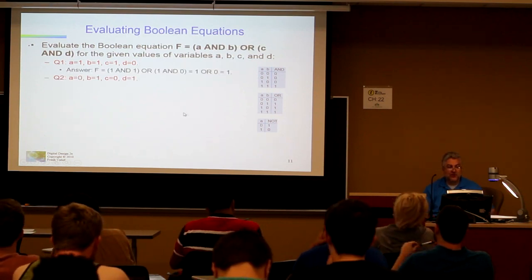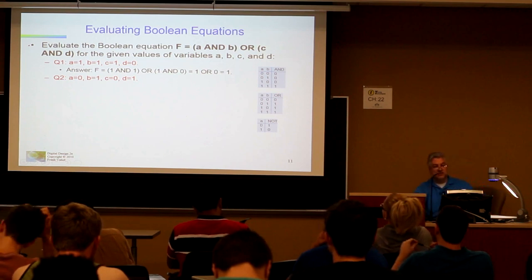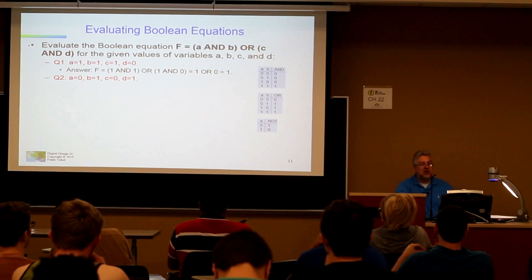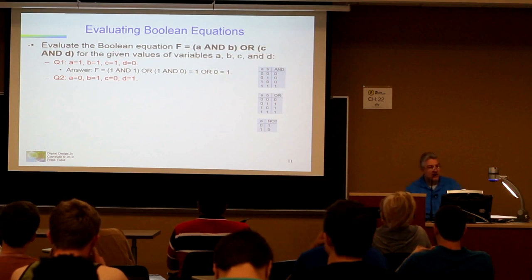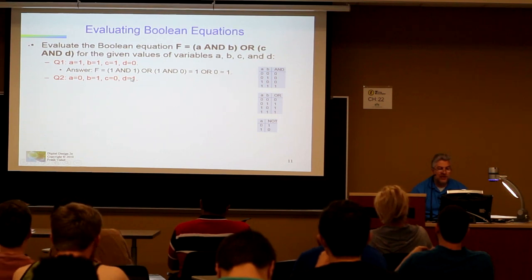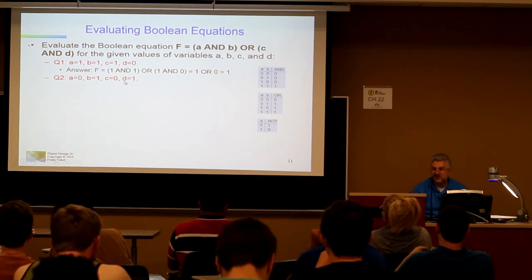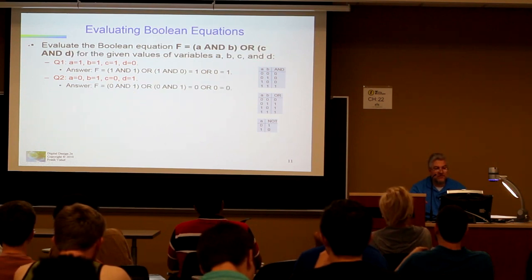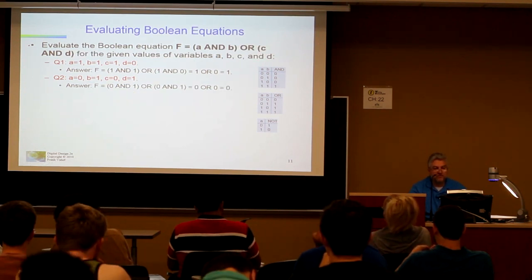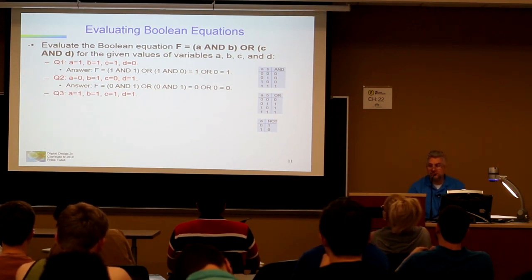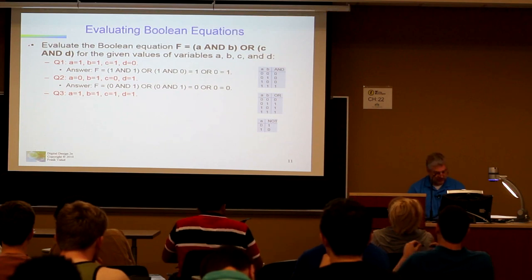All right, number 2. Look at this. Now we're asking for A and B or C and D. So in other words, it looks like both of these have to be 1 or both of these have to be 1. And is that the case here? No. So in that case, it's going to be equal to 0. All right, let's look at the next one. They're all 1s. Do you think our F is going to be equal to 1? Yes.